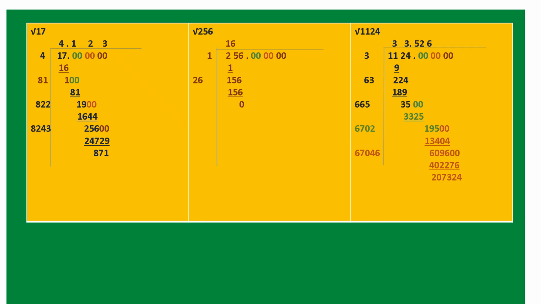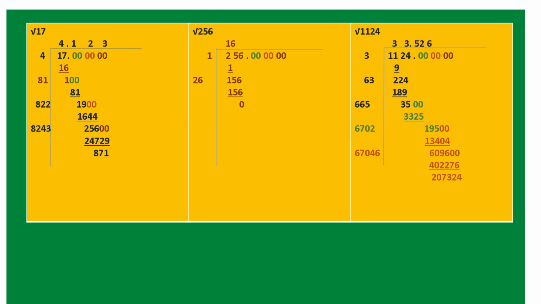Let's look into the next example, root of 1124. How do we do this? As I told you, the whole numbers also we should consider in sets of 2 right from the units place. So, if there are 3 numbers, you will consider the units and tens place as one block and the remaining hundreds place digit as another block. Now, we have 4 digits in the whole number. So, 24 as the first block, 11 as the second block.